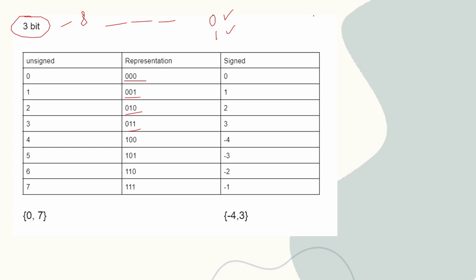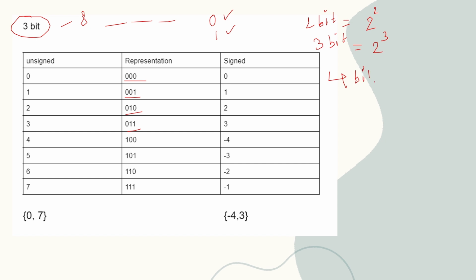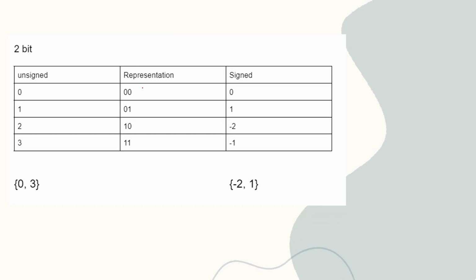So if you have a 2-bit, it's 2 power 2 representations. If it is a 3-bit, it's 2 power 3 representations, right? If it's a 4-bit, then it's 2 power 4 representations. That's why previously for 2-bit we got only 4 things, 4 representations.